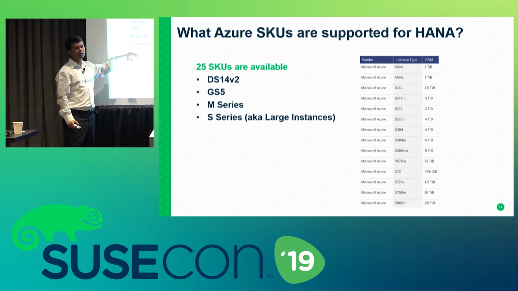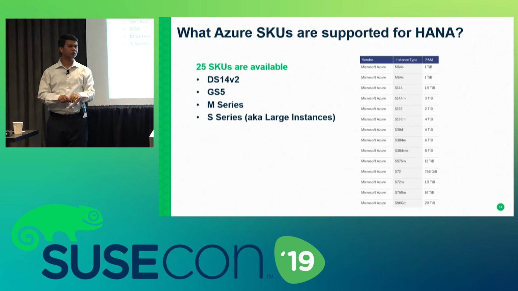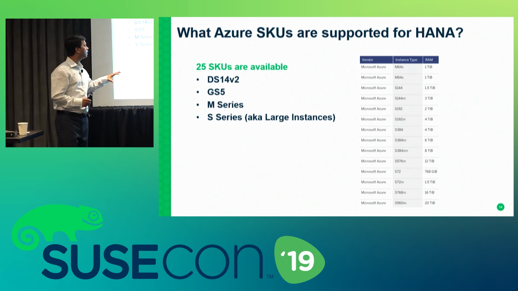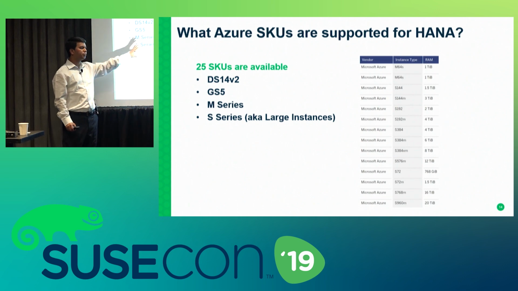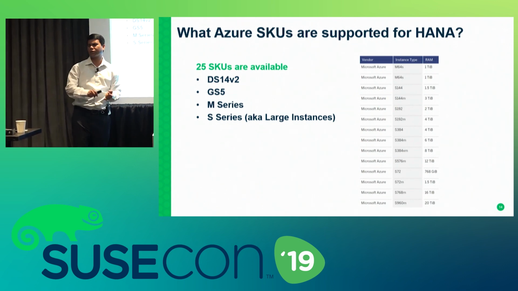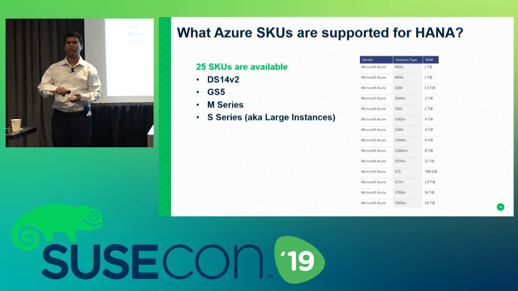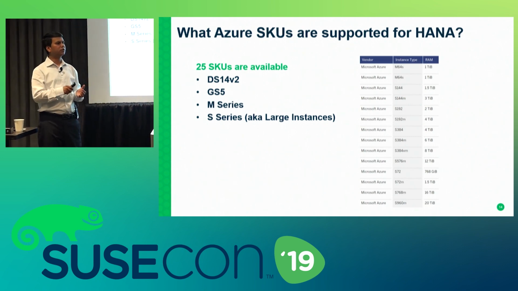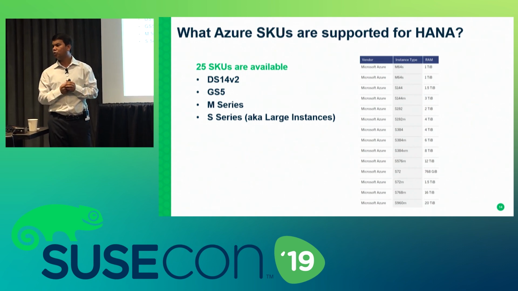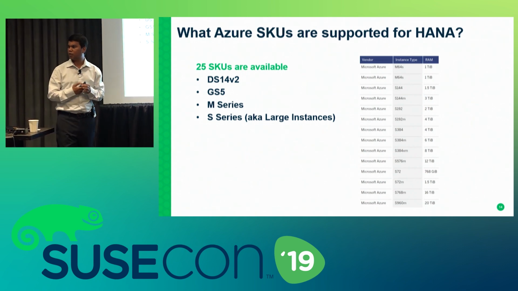And then you have the S series, which is also known as the HANA large instances that we saw in the previous slide. You can always go and check SAP's hardware directory, which always has the latest and greatest information. It tells you which SKU is supported, which operating system is supported, which workload is supported, whether it supports scale out, whether it supports high availability. So all that kind of information you want to check before you really decide on a specific workload.